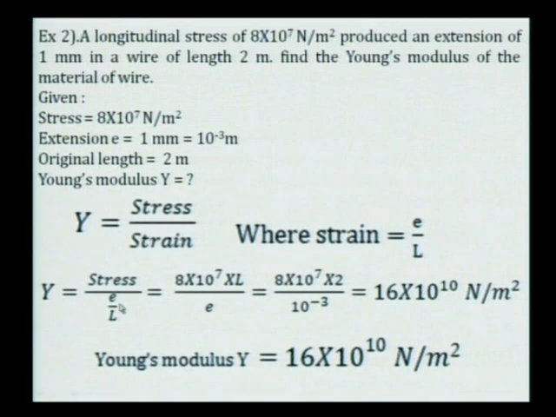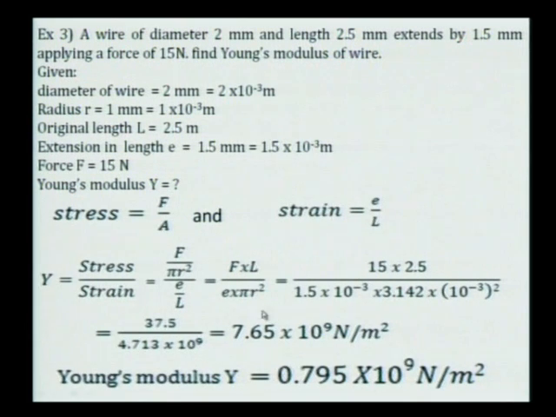Stress is directly given, strain is nothing but elongation divided by original length. Therefore, Young's modulus is stress divided by strain, which is force times original length divided by elongation times area. Put the values and you will get the Young's modulus. Now proceed to the third example.